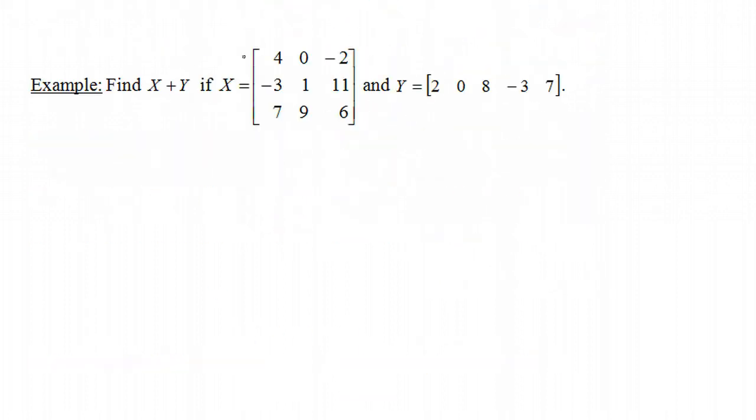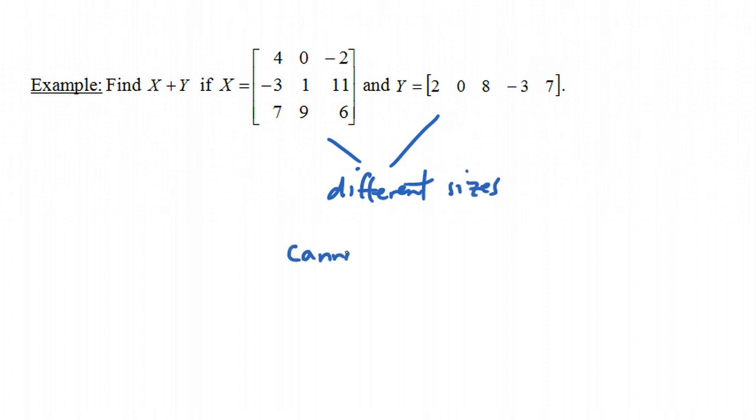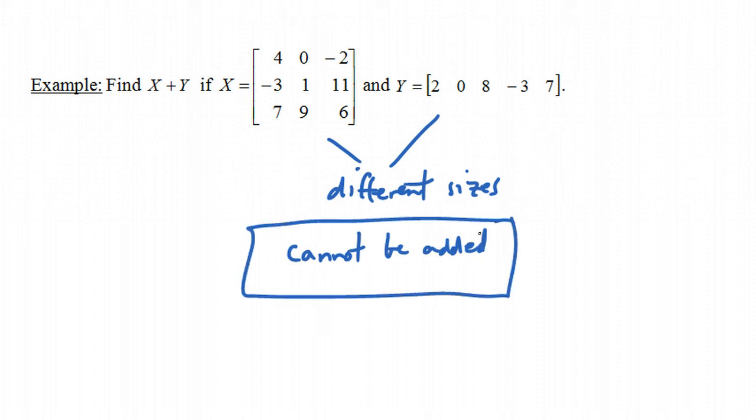Okay, let's look at one more example for addition. Find x plus y if x is this matrix and y is this matrix. If we try to add the corresponding entries, notice there aren't even really corresponding entries because they don't have the same size. This is a 3 by 3 matrix. The y is a 1 by 5 matrix. So these have different sizes, and so what we say is they cannot be added. Addition of these two matrices doesn't make sense.